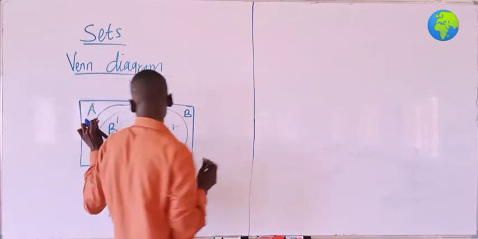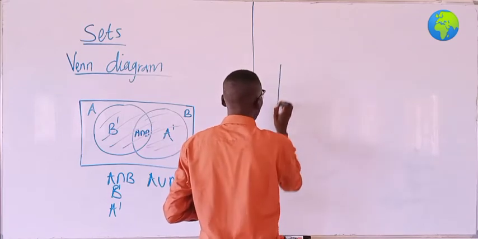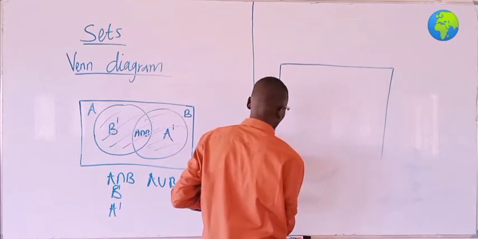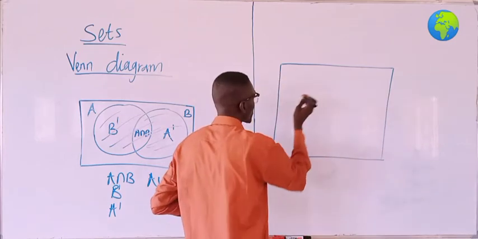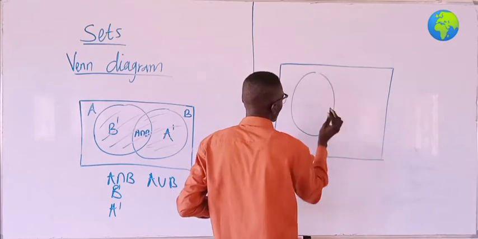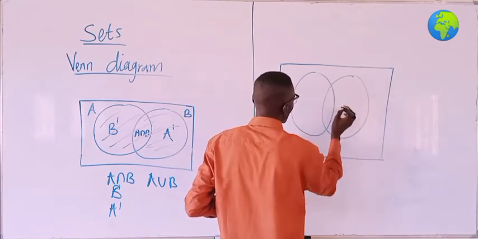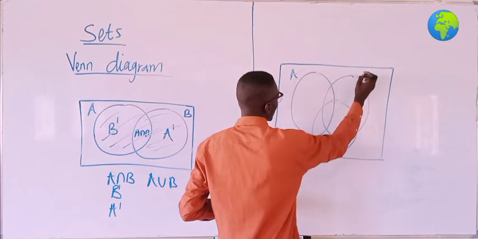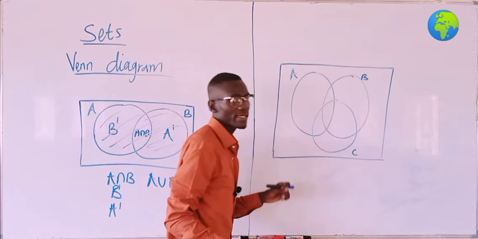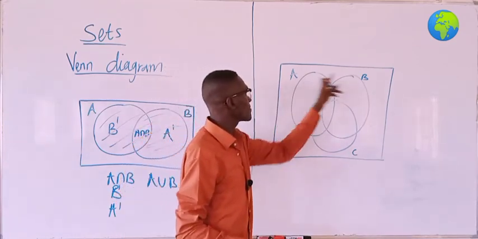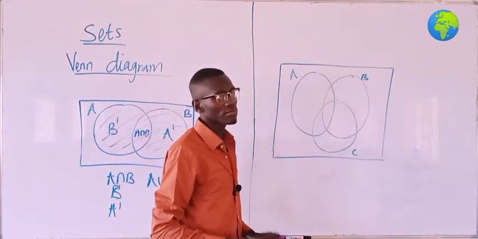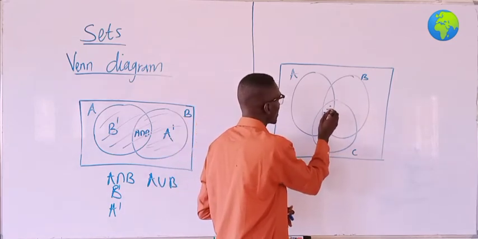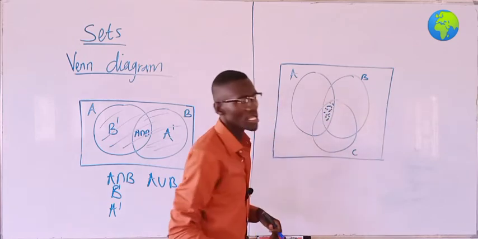So let's take that of three. When I have three sets, this time around, it will change. For three sets, let's take A, B, and C, right? Let's give this A, let's give this B, and this C. So look at this. Where is the point where A, B, and C combine, where they meet? You can see clearly that this is the point where A, B, and C meet, right?